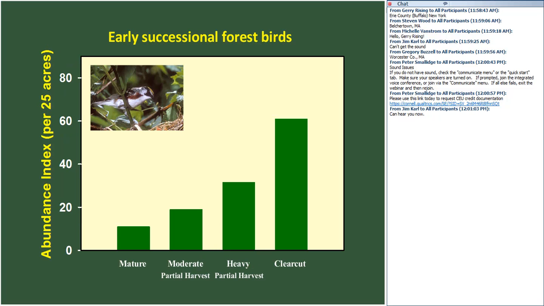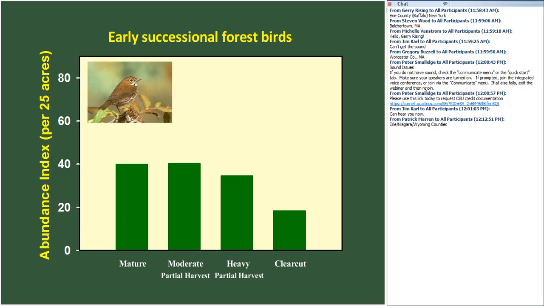Then they looked at birds, and they grouped birds into 2 different categories. One was early successional forest birds, which are birds that in the past had been known to or thought to prefer the young forest stage. And when they looked at those as a group, they found that, as you might expect, they were most abundant in clear cuts, where you would have that young early successional forest. They were fairly abundant still in a heavy partial harvest. They were definitely present where there were moderate partial harvests, and they were even present in some of the mature forests.